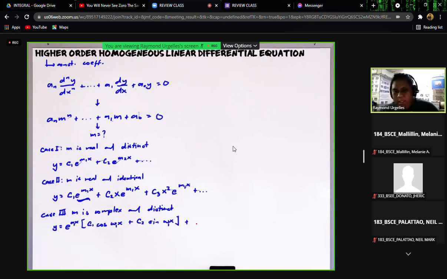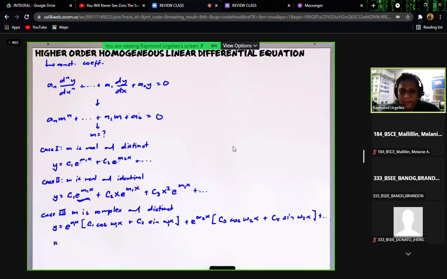And for the next complex number solution, we have e to the alpha 2 x, then C3 cosine of omega 2 x plus C4 sine of omega 2 x, and so on. So basically you will form an exponential and a trigonometric function. What you need to remember here is that alpha is the real component and omega is the imaginary component.